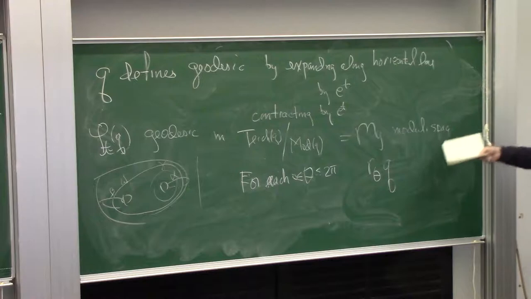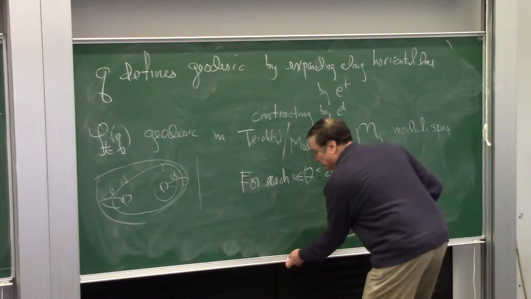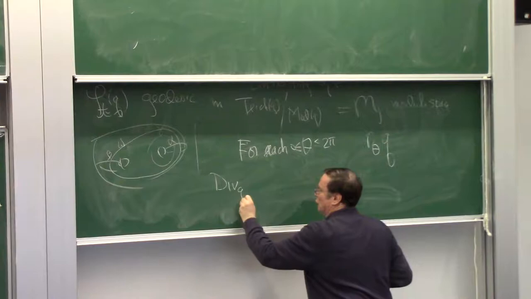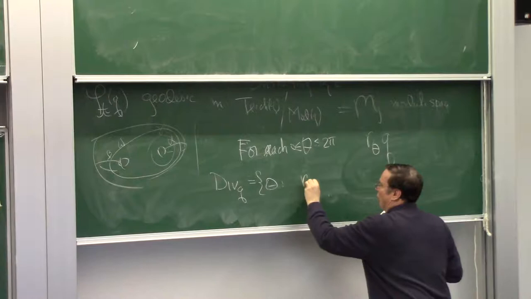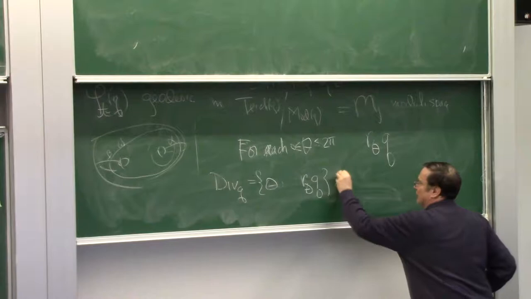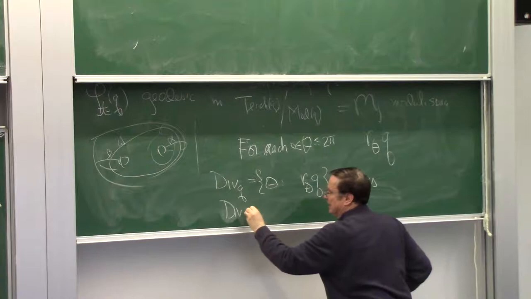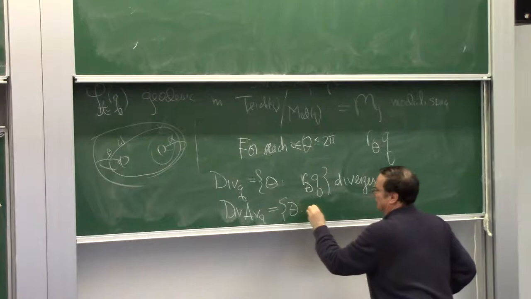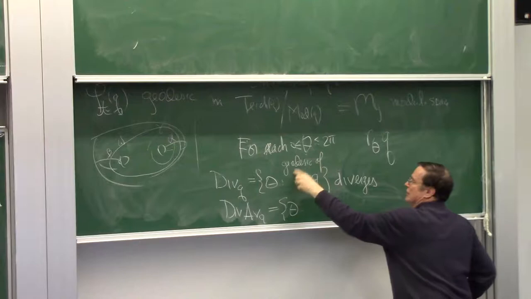So let me set up the notation. Div Q equals the set of theta such that r theta of Q, this quadratic differential, determines a divergent geodesic. Diverges. And then let me write Div average of Q, the set of theta such that the geodesic diverges on average.